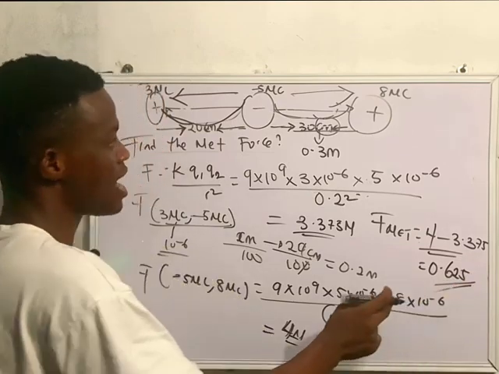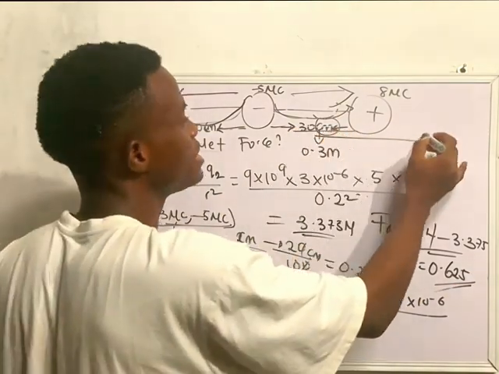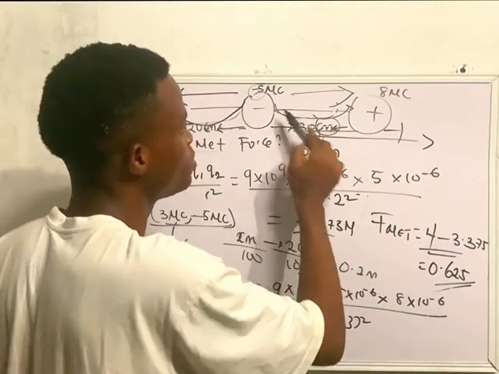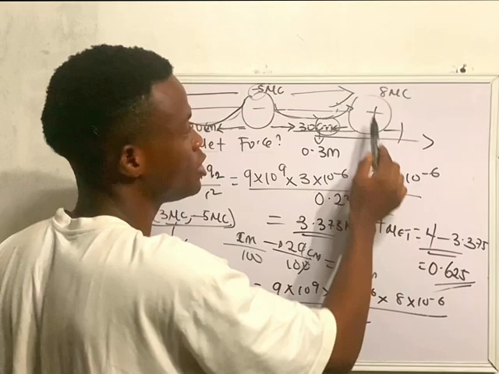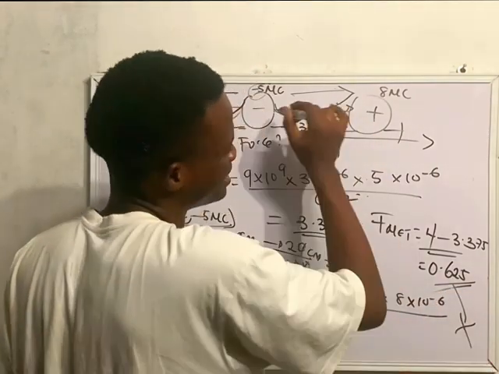That's going to be 0.625. So that is our answer. In the direction of what? In the direction of the x axis, on the positive side, because this one is negative and this one is positive. Between negative and positive, what do we have? We have 0.625, in the direction of the x axis.